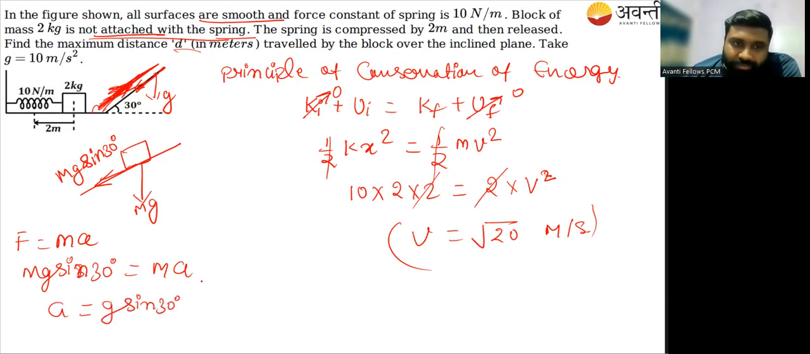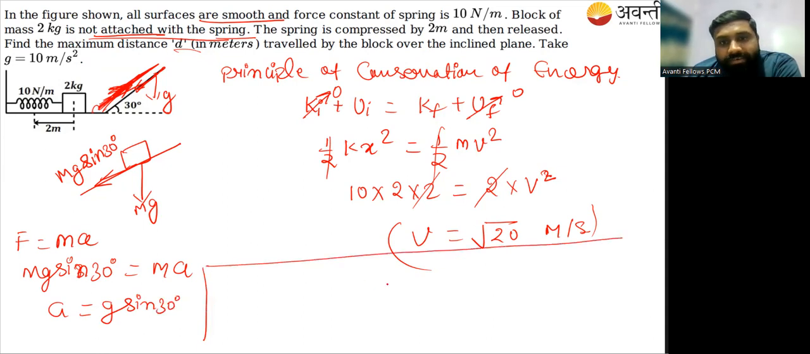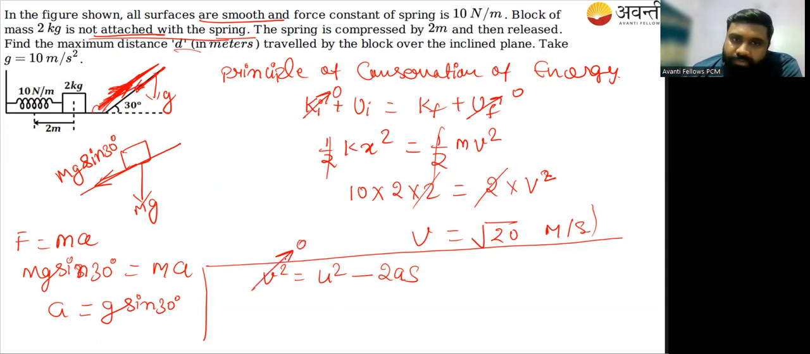Now this acceleration is a constant acceleration and all the surfaces are smooth, so we can apply the uniform accelerated motion equation. Not in terms of time, but in terms of distance and velocities: v square equals u square minus 2as. Why minus? Because this acceleration is opposite to the motion. So the final velocity will be 0 for the distance to be maximum. U is root 20, so u square will be taken as 20.